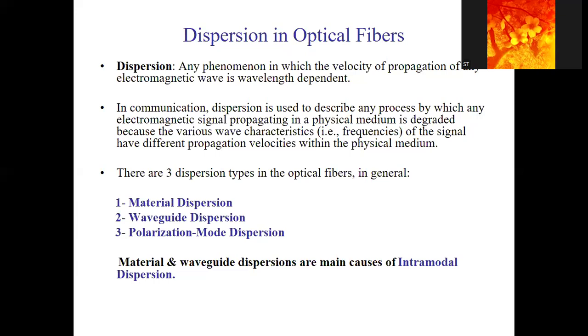In communication, dispersion is used to describe electromagnetic signal propagation in a physical medium, and the different propagation velocities within the physical medium are measured, and then it is observed that the signal is degraded during propagation.